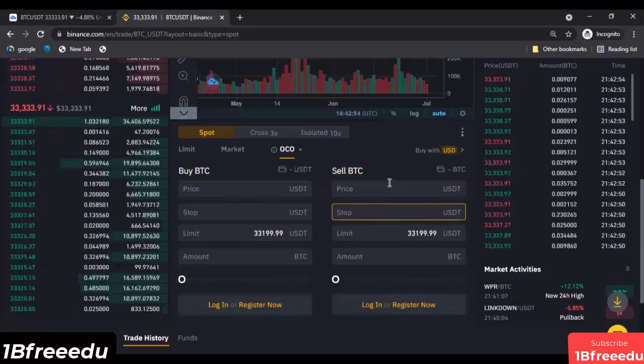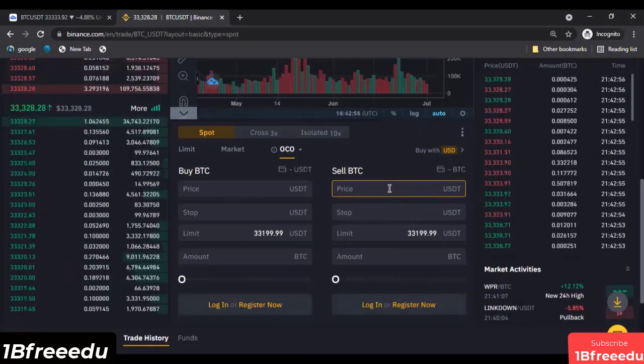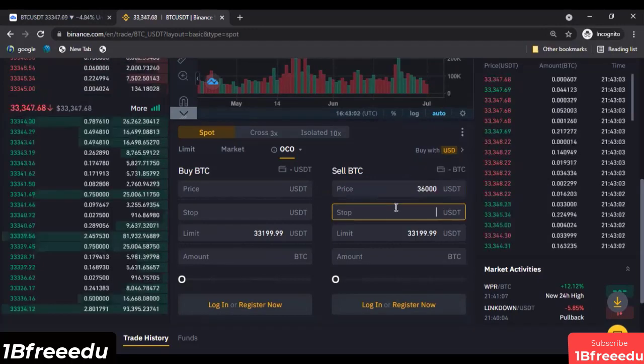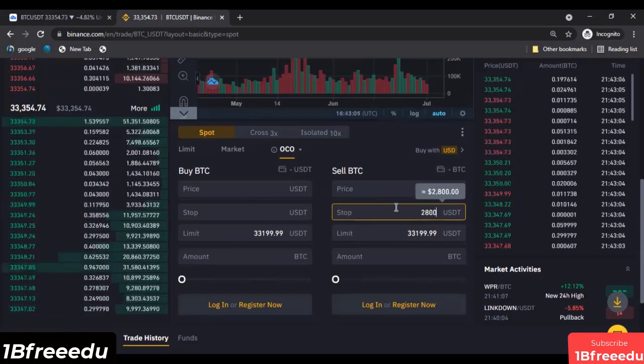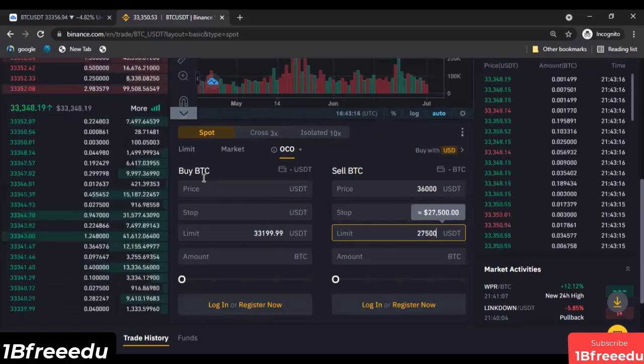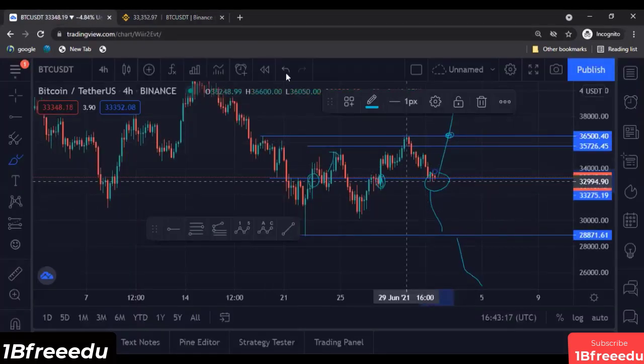So what you can do in OCO is basically you can set the price at 36,000. I want to sell at 36,000, but if before that it touches 28,000, you can activate this order, and if the breakdown is confirmed, you can sell all my BTC or the specific amount of BTC at 27,500. This is how you will be protecting both your sides.